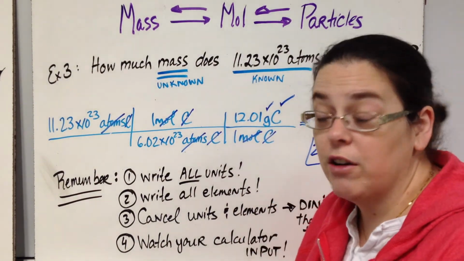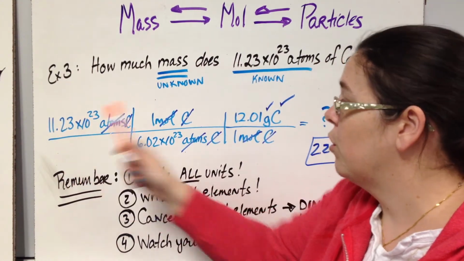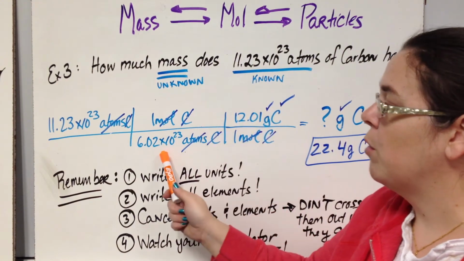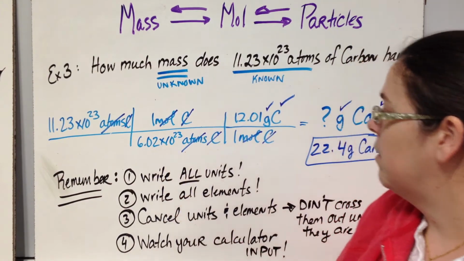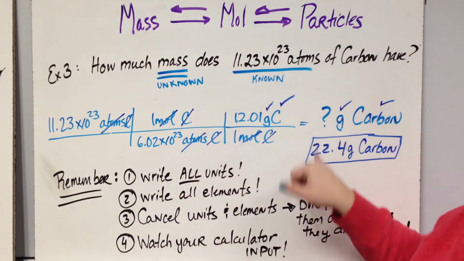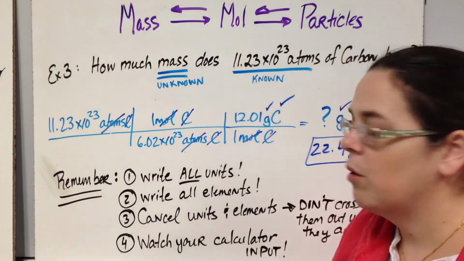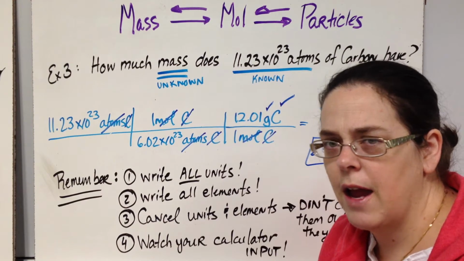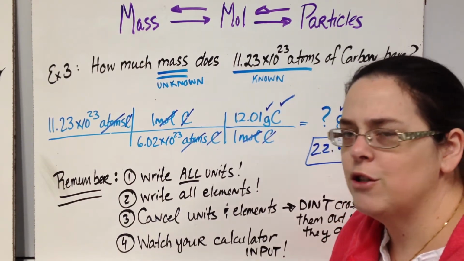So then you take your calculator. You put in 11.23 times 10 to the 23rd times 12.01 and divide that number by 6.02 times 10 to the 23rd atoms of carbon, and you get 22.4 grams of carbon as your final answer. So things to remember at this point. That was a lot. It was pretty fast. Hang in there. Go back and rewatch it if you need to. But things to remember as you do that.